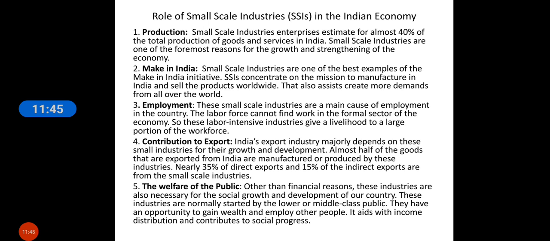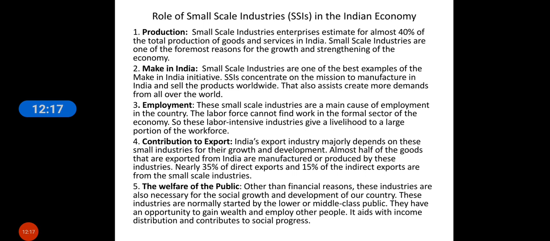Make in India. Small scale industries are one of the best examples for the Make in India initiative. SSI concentrated on their mission to manufacture in India and sell products worldwide. That also creates more demand from all over the world. It is only our SSI who manufacture these PPE kits, masks, sanitizers and all.